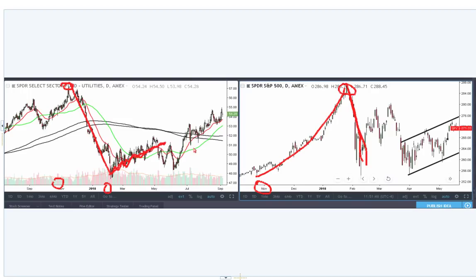So see how there's an inverse relationship here, guys? When the market's selling off, people start parking their money in safer stuff. When the market starts going up, they take their money out of the safer investments and put it in riskier stuff, and that's what happens here.